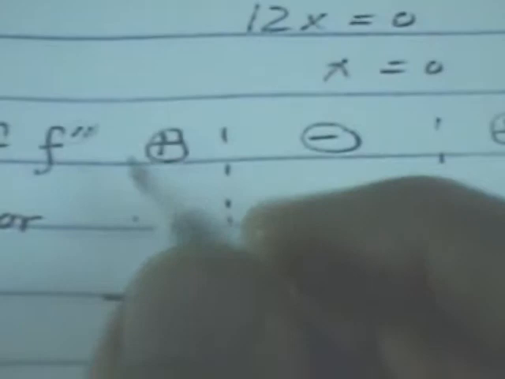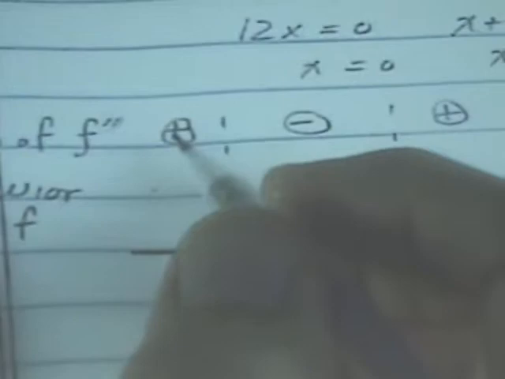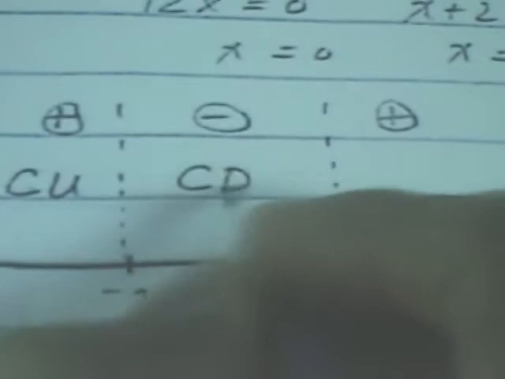What have we been talking about? It's concave upward. Concave up. Does concave up mean increasing? No. Between negative 2 and 0, the second derivative is negative, so the graph is what? Concave down. And then from 0 to infinity, concave up.